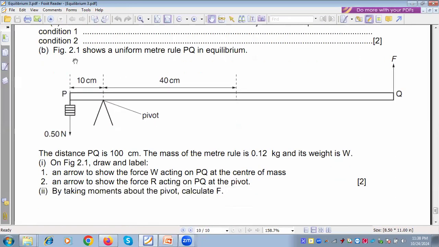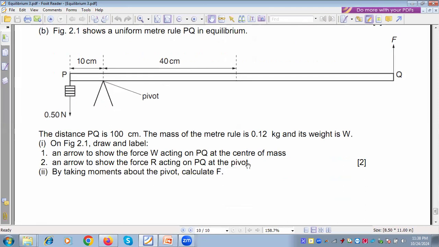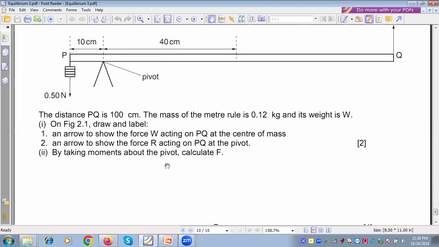Now here is the diagram which shows a uniform meter rule. Uniform meter rule means the center of gravity is acting at the center, that is the 50 centimeter mark. The distance PQ is 100 centimeter. The mass of the meter rule is 0.12 kg and its weight is W. So W is to be found out. Draw and label an arrow to show the force W, an arrow to show the force R acting on PQ at the pivot, and by taking the moment about the pivot, calculate F.